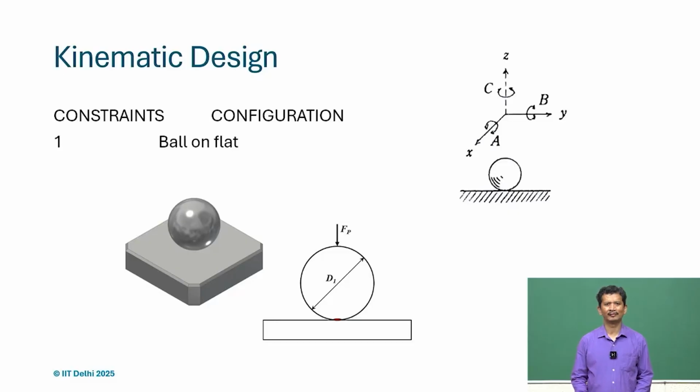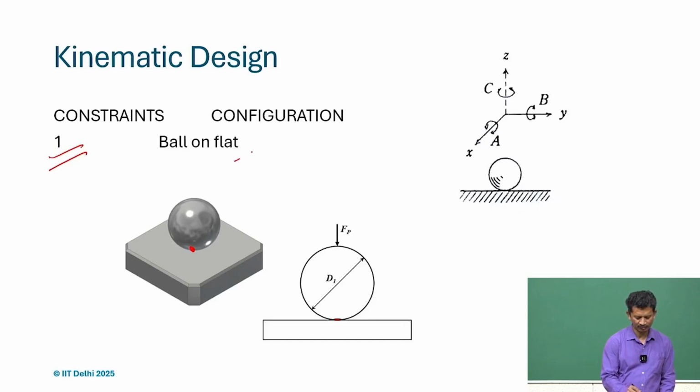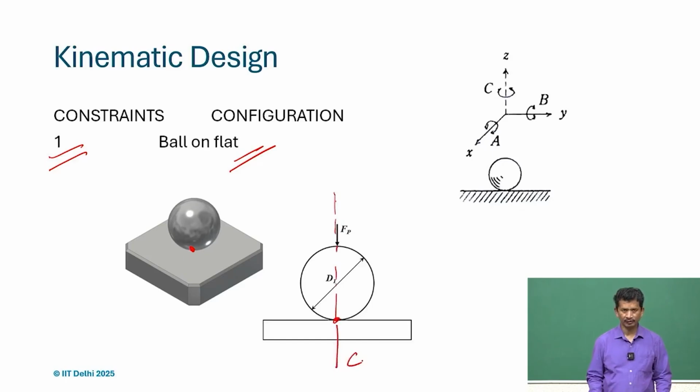Hello everyone, welcome back. Let's continue the topic controlling degrees of freedom. As we discussed earlier, the moment we have one point contact, if you want to put one constraint, we can always idealize a spherical ball on flat, and this is what we see. Whenever we have a spherical ball here, this is the contact we can have, and this is the constraint.